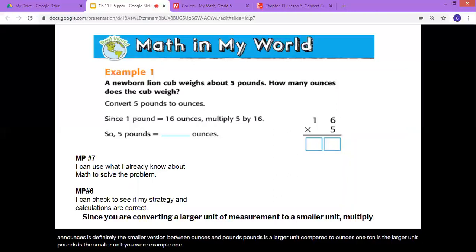Example 1, let's give this a try. A newborn lion cub weighs about 5 pounds. How many ounces does the cub weigh? Convert 5 pounds to ounces.